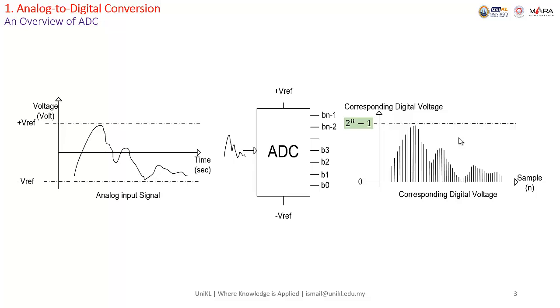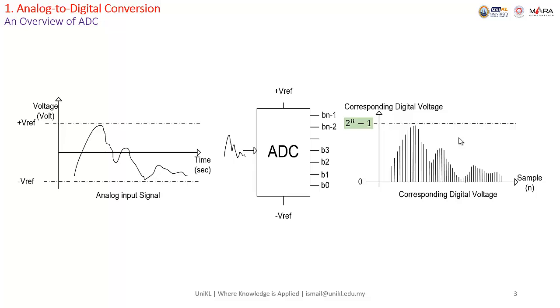For example, here we have B0. Say we have an 8 bit ADC, so n is equal to 8. The maximum digital value is 2 power of n minus 1, which is equal to 255. That corresponds to Vref positive. If the input is at Vref negative, then the output will be 0.